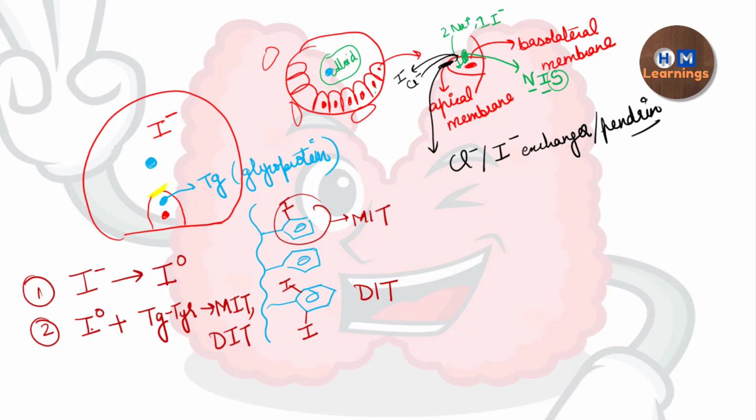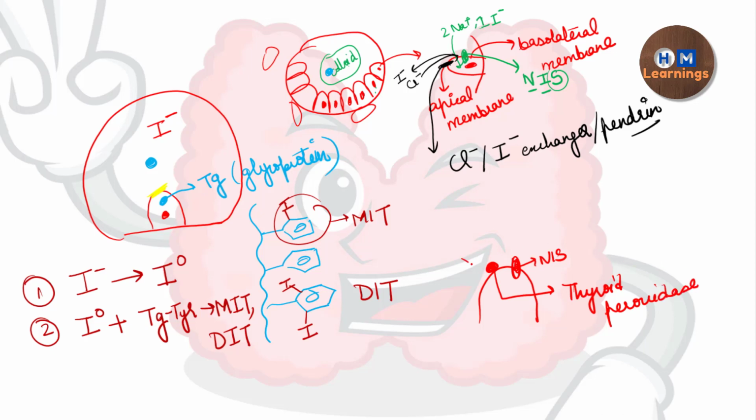Now how does the oxidation happen? For this we need to again draw the apical membrane of the thyrocyte. This is the apical membrane. We have one transporter which is called the sodium iodide transporter. Then we have an enzyme. This enzyme is named thyroid peroxidase.